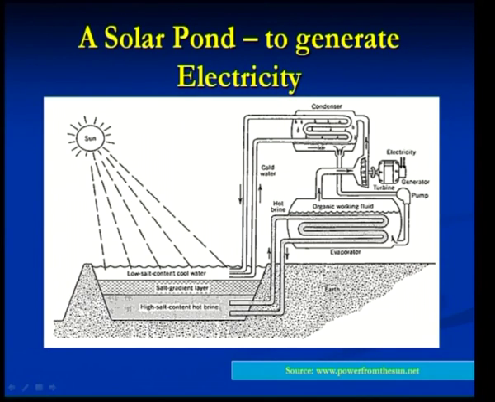In the area of the condenser, again there is a circulation of cold water maintained in order to perform the condensation process effectively, and this can be done by circulating cold water from the low salt content cool water top layer of the solar pond. From here it moves and then comes back. So this is the actual process of a solar pond through which we extract electricity from such solar ponds.